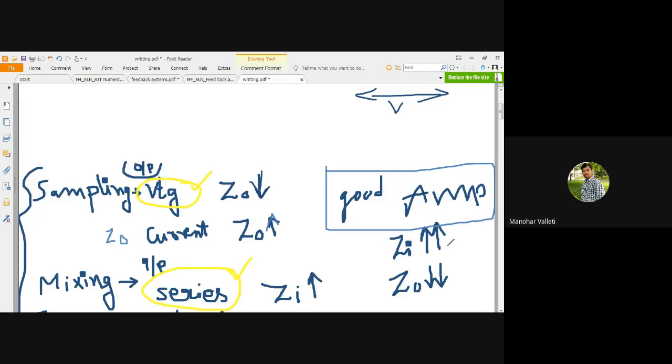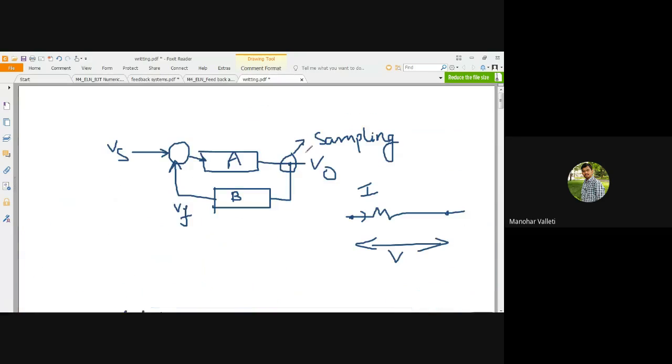For a good voltage amplifier, the input impedance has to be as high as possible, and the output impedance has to be as low as possible. You already observed this when you were discussing the operational amplifier, right? So we always see to it that the input impedance is as high as possible and the output impedance is as low as possible. So this is about sampling.